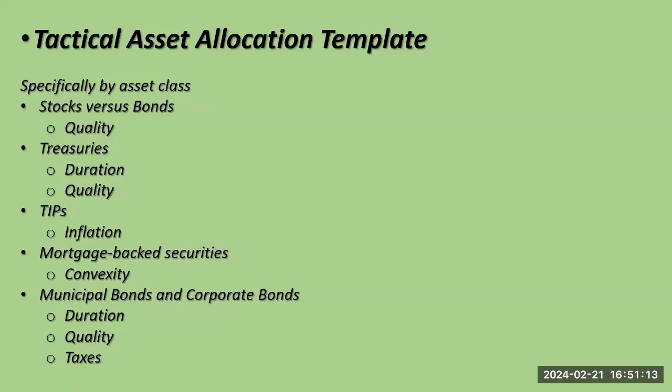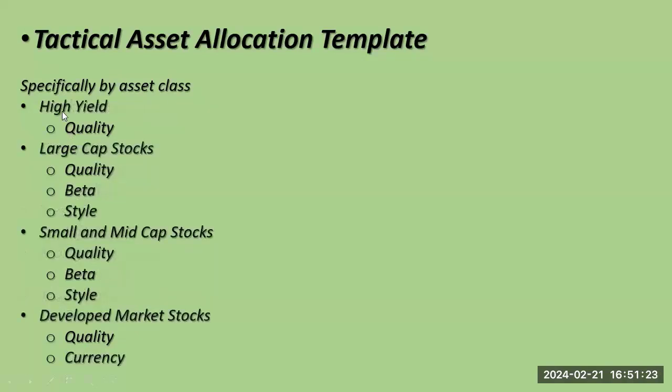If you only get one of the three, you lose 2 out of 3 points. So where are we now? 1, 2, 3, 4, 5, 6, 7, 8. High yield is easy. You're expecting a recession. What are you going to do with high yield bonds?